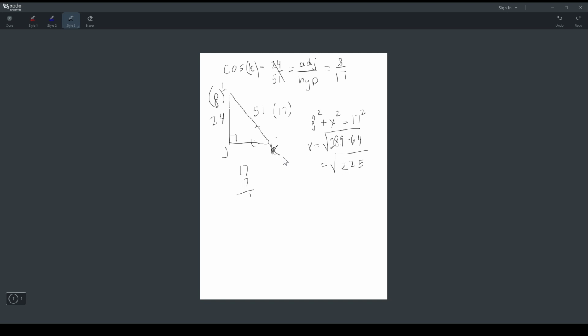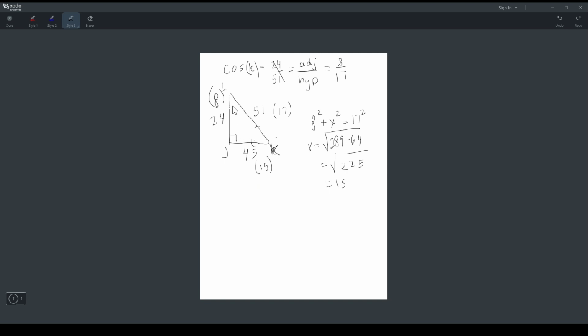So this is 15. Wow, that's a first, an 8, 15, 17 triangle. Okay, so I reduced it by 3, so I'm going to multiply it by 3. So this is going to be a 45. And what's the question?